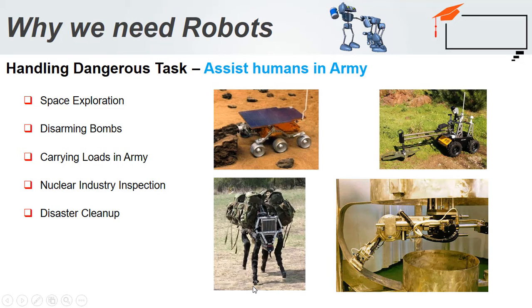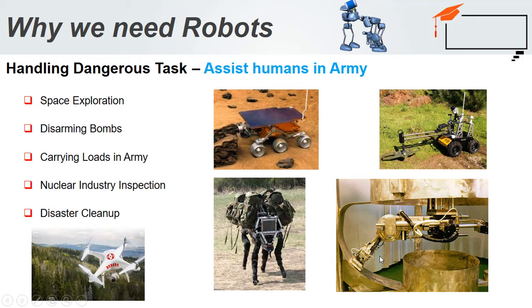And the robots can help the human in the nuclear industries. Because the nuclear industry is filled with radiation where humans cannot enter, here you see this robot performs the inspection on the water pipeline in the nuclear plant.